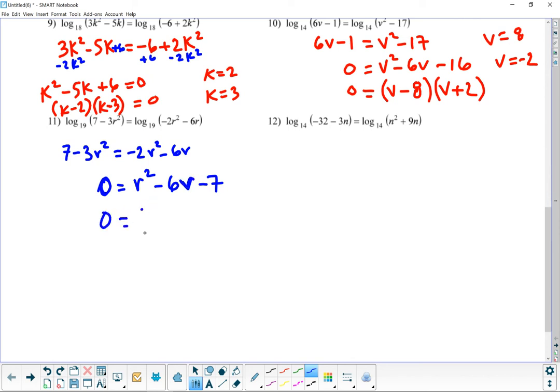Okay, factoring that, I'm pretty confident this one can factor. r times r. To make negative 7, it'll be negative 7 times positive 1. And if I add them together, I'll get negative 6. So this works. Final answer, r equals 7 and r equals negative 1.